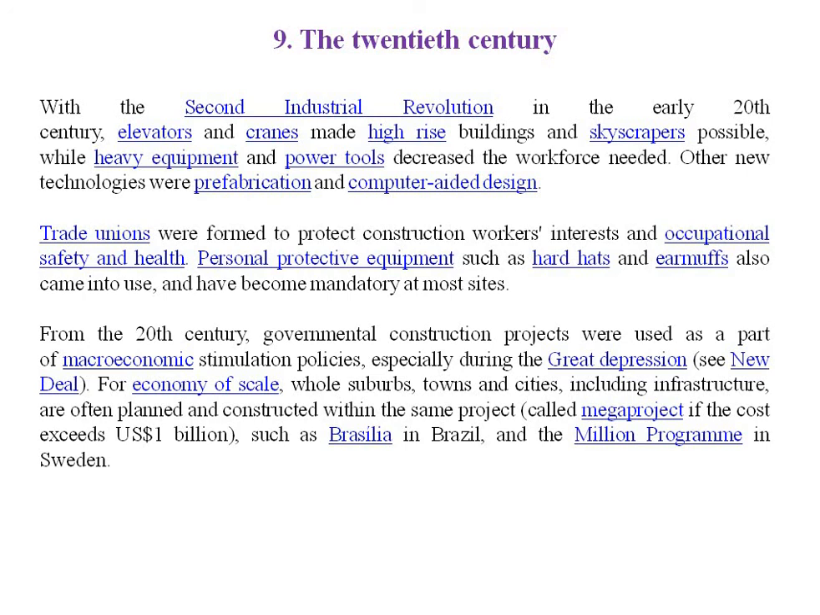From the 20th century, governmental construction projects were used as a part of macroeconomic stimulation policies, especially during the Great Depression. See, the New Deal is one of the constructions of the Great Depression. For economy of scale, whole suburbs, towns and cities including infrastructure are often planned and constructed within the same project, called a mega project if the cost exceeds US $1 million, such as Brasilia in Brazil and the Million Program in Sweden.